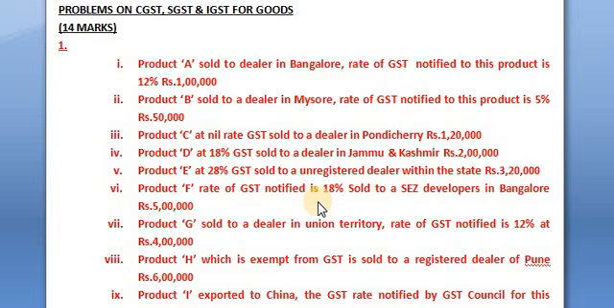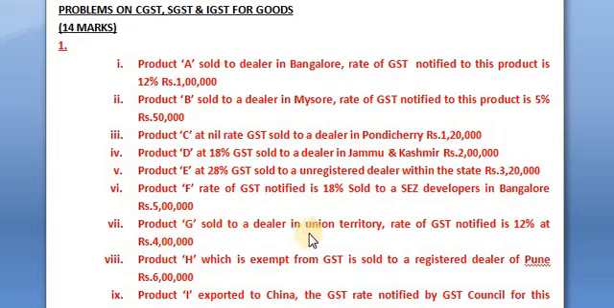But when you are purchasing from them, they will charge tax for us. You may question, why is it so? Whatever tax is collected from the special economic zone will be utilized for the development of that particular region. For that, when they are selling, they charge tax, but when we are selling to them, they are exempted from the payment of tax. So product F sold to a registered dealer, rate of GST notified 18%, sold to SEZ developers. SEZ developers means we don't charge tax there, it is exempted.